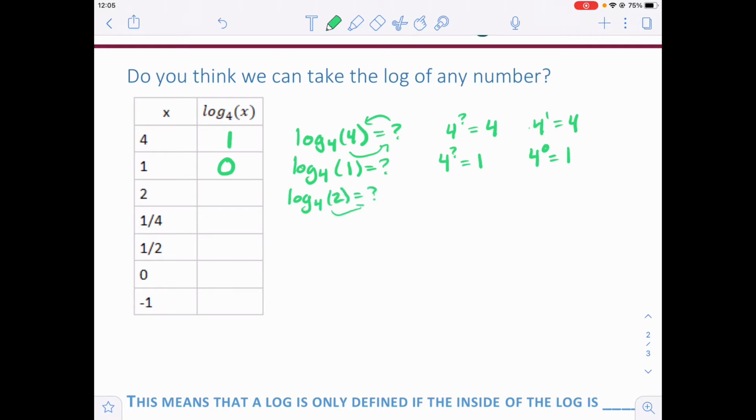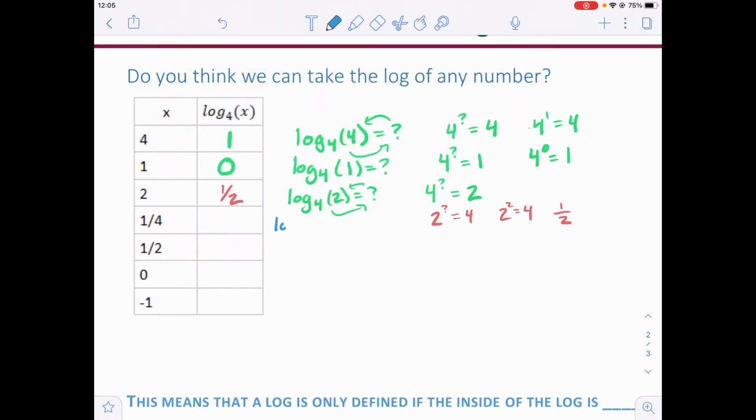Our next one is log base 4 of 2. What does that equal? So 4 to some power gives us 2. Well, how are 4 and 2 related? We could go backwards, right? 2 to what power is 4? Well, 2 squared is 4. But we went backwards, so we got to do 1 over. It's going to be 1/2.